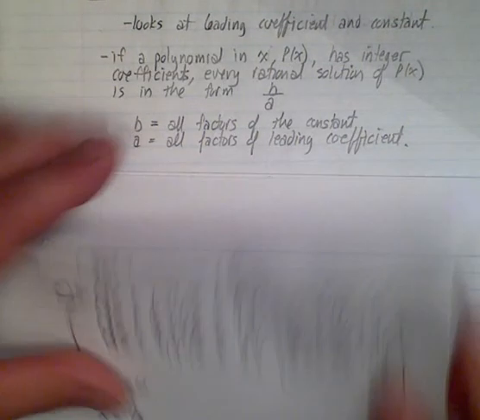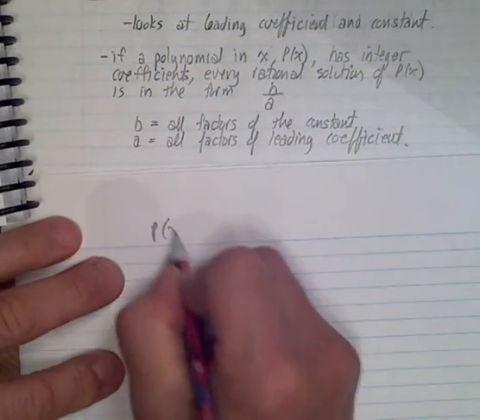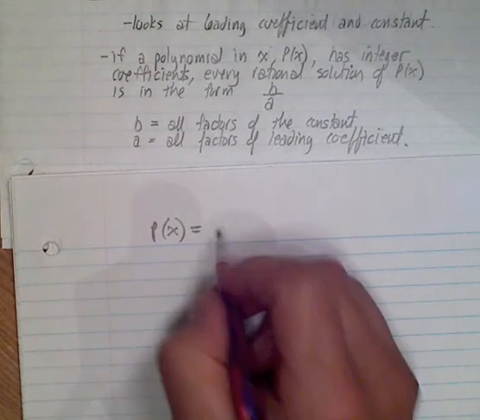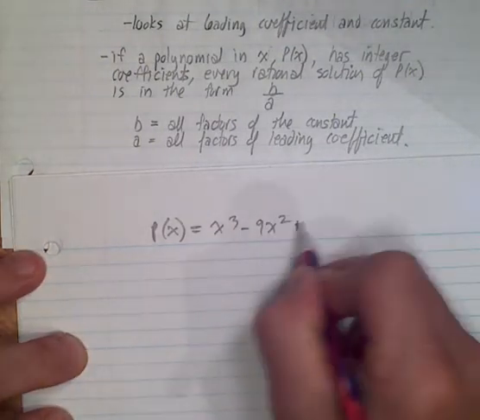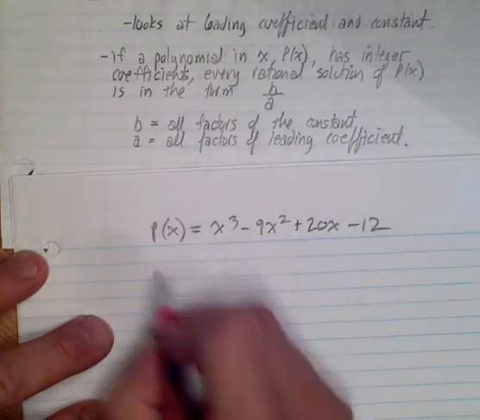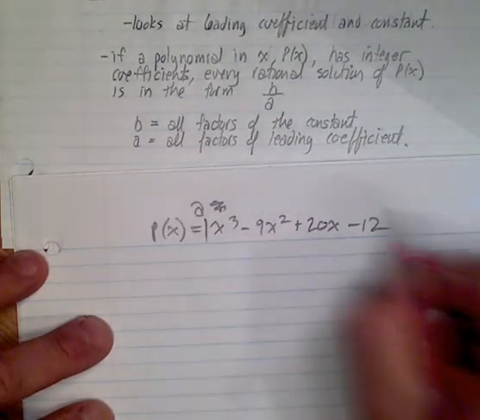Now, I will just give you one quick example because this can be a little bit funky. Let's look at a polynomial p of x. We have p of x given as x cubed minus 9x squared plus 20x minus 12. So identify your a. There's a 1 here, right? So a is 1 and b is negative 12.